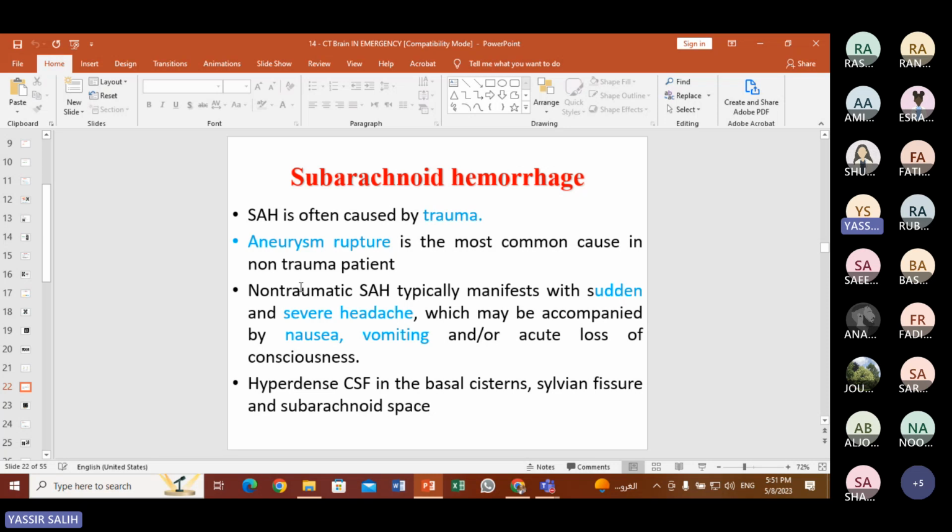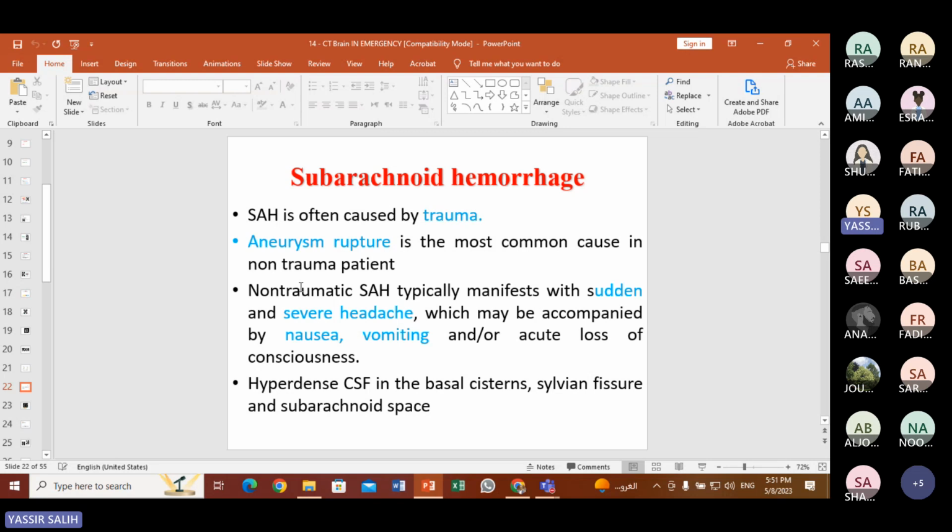Of course, in traumatic cases the patient comes with a history of trauma involving a road traffic accident. But in non-traumatic cases the patient presents with severe headache. The most important thing is that this headache is very severe and sudden. So how do we recognize subarachnoid hemorrhage? It is a hemorrhage in the subarachnoid space.